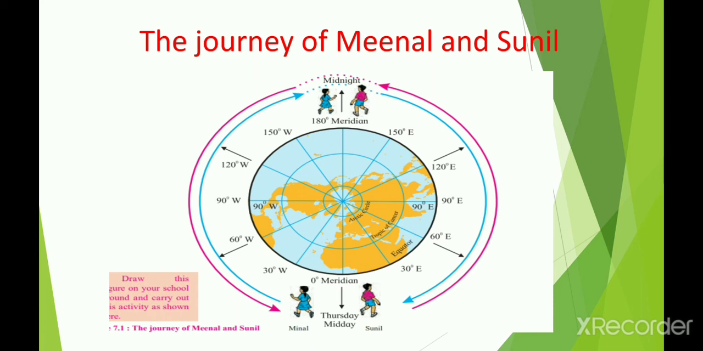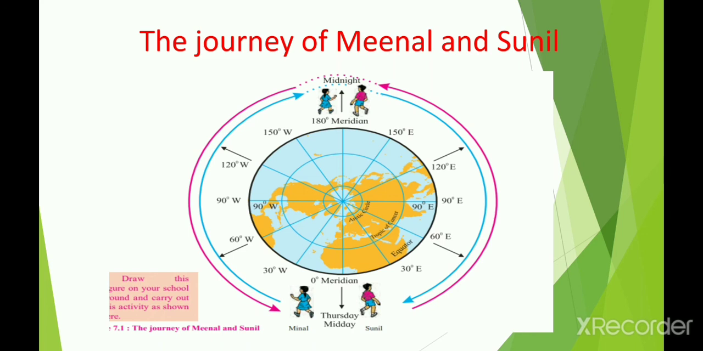Now consider Meenal's journey. As she moves westward, she will see that time is moving backward. For example, when she reaches 30 degree west, it will be 10 a.m. in the morning on Thursday, while it is 8 a.m. on Thursday at 60 degree west. Again 2 hours she moves back, because she is traveling westward. Western time is behind and eastern time is ahead.